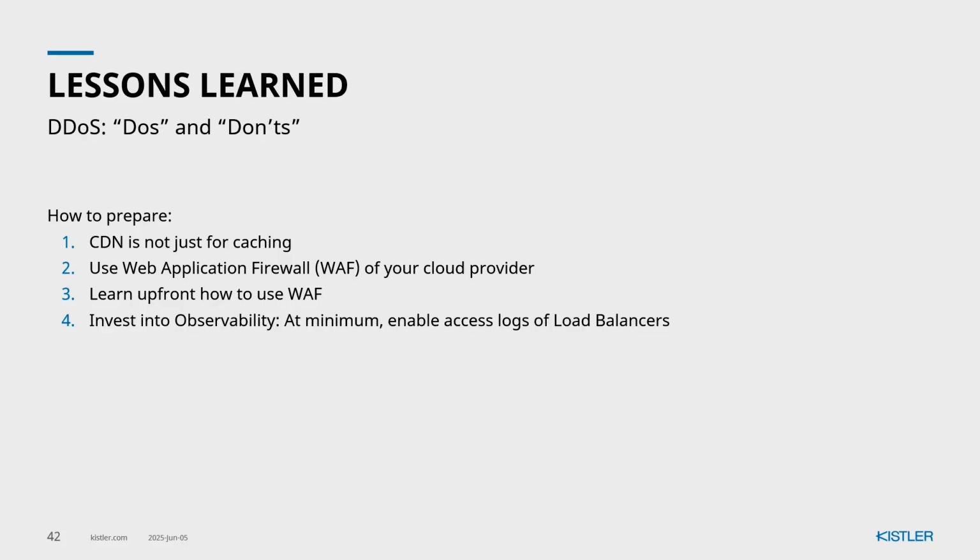Invest in observability. It's the absolute minimum to see where the traffic is coming from and what the shape of the traffic looks like. If you have muscle memory on how to use these rules, and suddenly you see the shape of the traffic, you are really prepared.